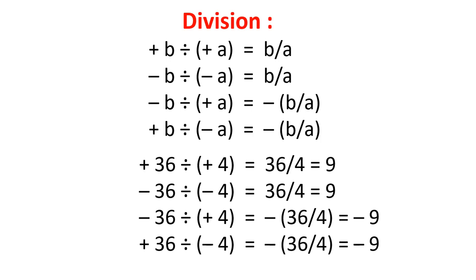Minus 36 divided by 4 is minus within bracket 36 by 4, that is 4 nines are 36, minus 9. Again 36 divided by minus 4 is equal to minus within bracket 36 by 4, 4 nines are 36, equal to minus 9. Please note down all these operations in your notebook separately and study these examples, and then choose some numbers of your own choice and practice them.